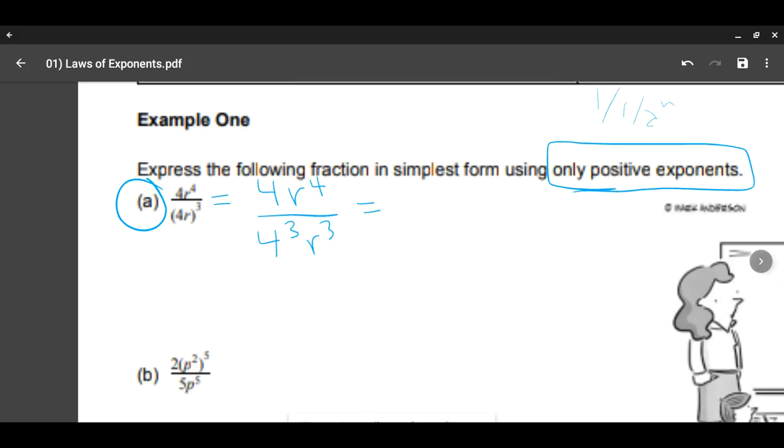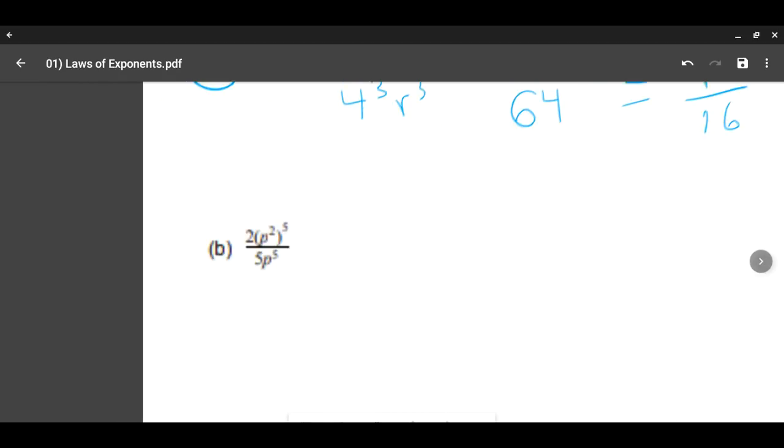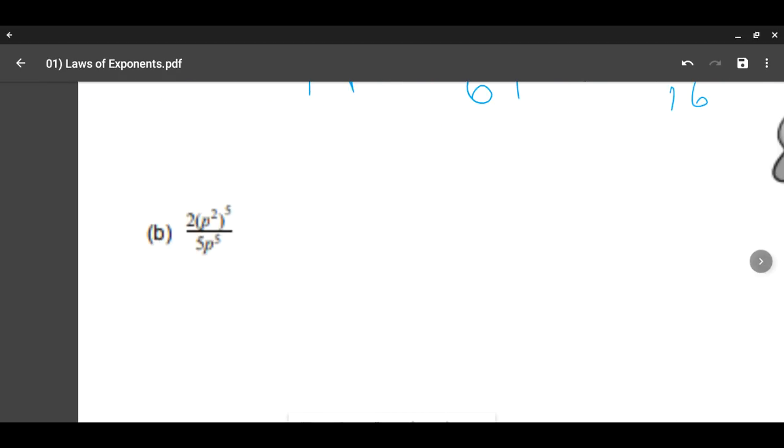So here you have two options. You could think of this as 4 to the first, and you could subtract exponents. Or if you want, you could think of this as 4 over 64. And then my r to the fourth and my r to the third, when I subtract, it becomes r to the first. So this is going to reduce to r over 4, 64ths reduces to 1/16. Again, I want you to pause and try question B and question C.